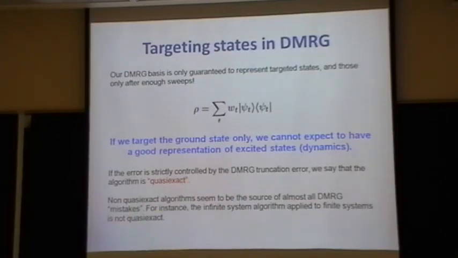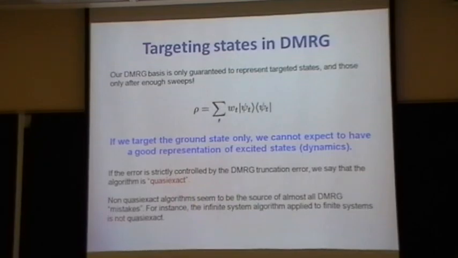Then there's another definition. We see that the error is strictly controlled by the truncation error. When that happens, when we can definitely say with confidence that we can control the error by just adjusting the number of states or the truncation error, we say that this simulation is quasi-exact. Basically, we can get as many digits of accuracy as we want by just keeping more states.